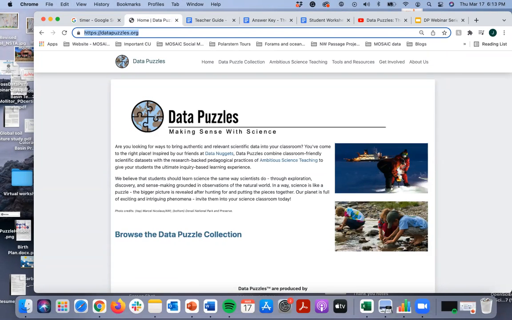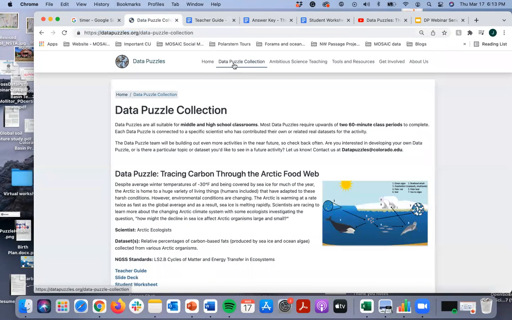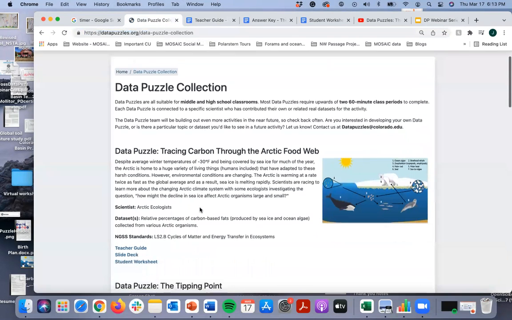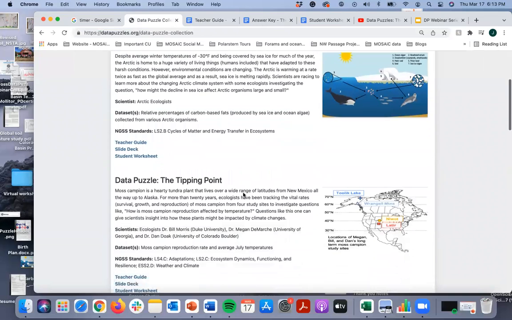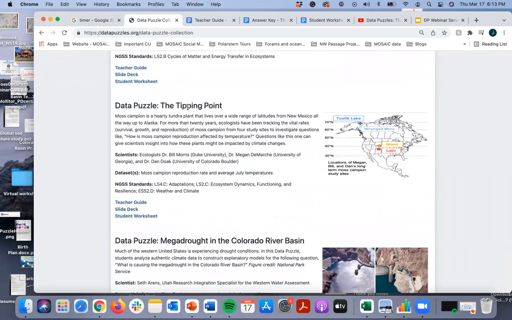Feel free to follow along as I use this page. So all of our resources are found here in the data puzzles collection tab. Last week, we focused on this tracing carbon through the Arctic food web data puzzle. And this week we're looking at the tipping point.